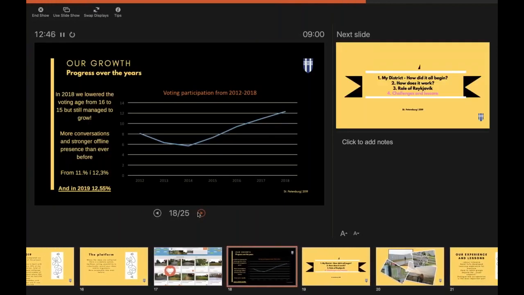And this is a graph of our voting participation. It's growing. It started at a little bit over 8% participation. It declined in the years after, and then it's steadily growing again. And we lowered the voting age from 16 to 15, but still managed to grow, so it's still growing. And last year we had the 12.55%, which is a record number. But we would of course like it to be a lot more.